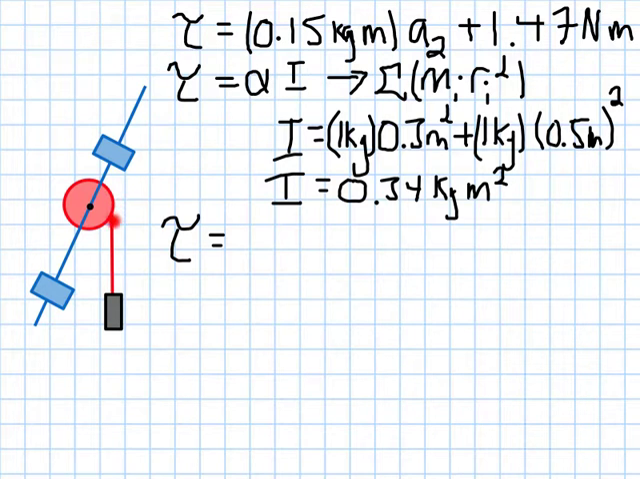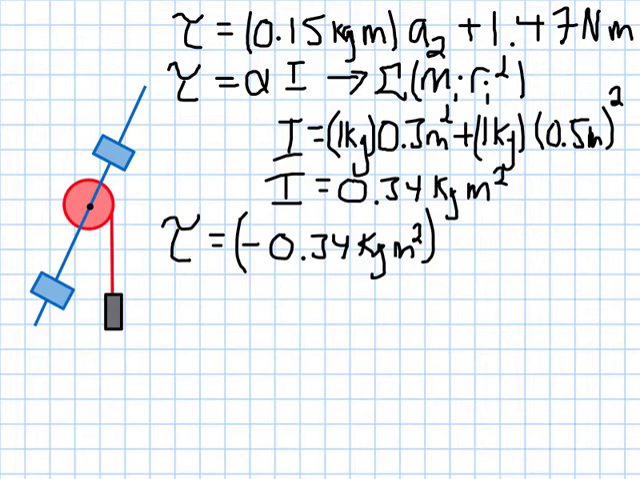Now, something that's worth taking a moment to think about, the tension is being applied over on the right-hand side of this apparatus, which is going to produce a rotation in the clockwise direction. In rotational mechanics, we define clockwise rotation to be negative. And so this torque, the effect of it, is actually a negative 0.34 kilograms times meters squared multiplied by the angular acceleration.